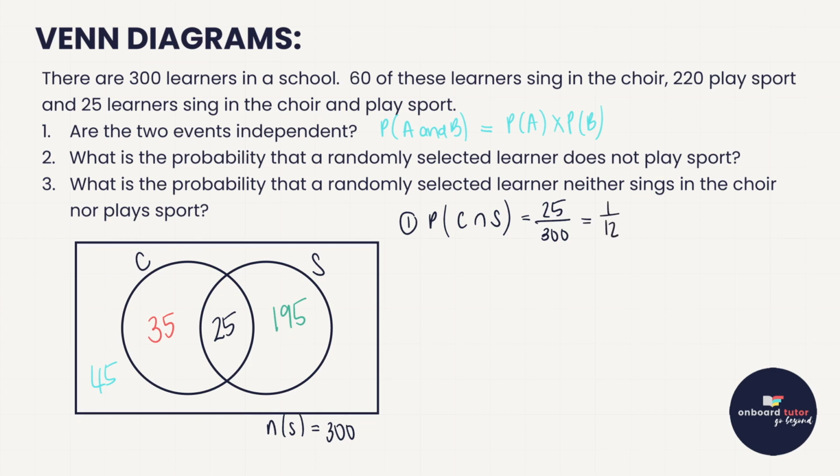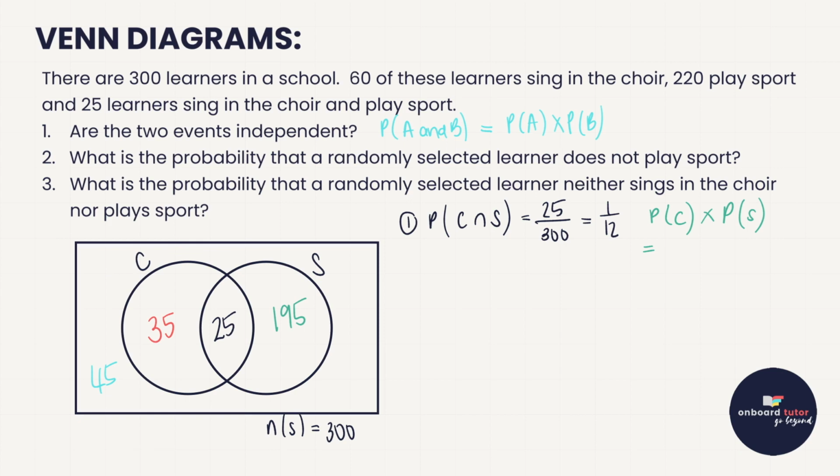Then in a separate calculation, so we can't combine them yet. Our goal is not to solve an equation here. We are literally proving, is this equal to this? If so, the events are independent. So in a separate calculation, what is the probability that you sing in the choir multiplied by the probability that you play sport? We're going to work that out.